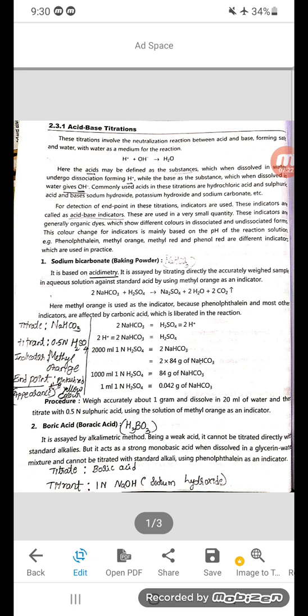Each ml of 1 normality sodium hydroxide is equivalent to 0.06183 gram of boric acid, H3BO3.